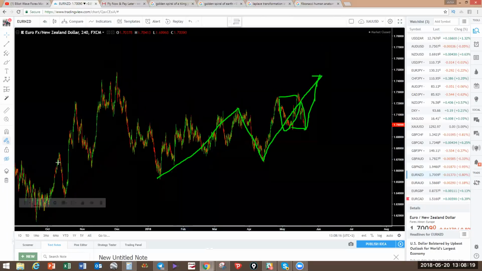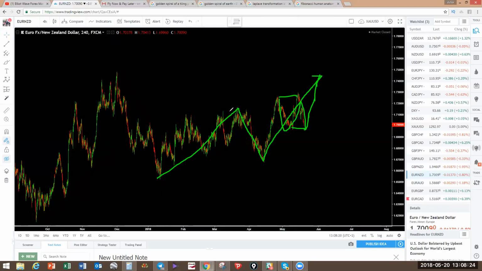So let me switch off the labeling so it does not get confusing. So the question is whether this is the whole correction here, or whether the correction is only this one making a zigzag. Okay. Either way, it does not change the structure. When we get here, we'll be looking for a bounce to the upside.